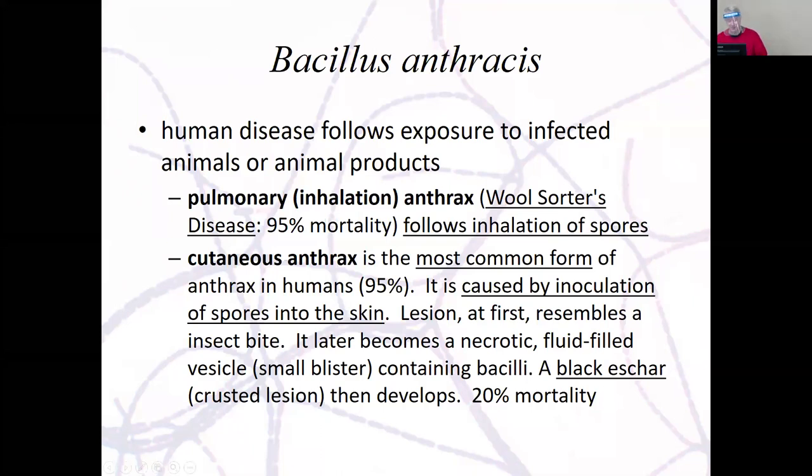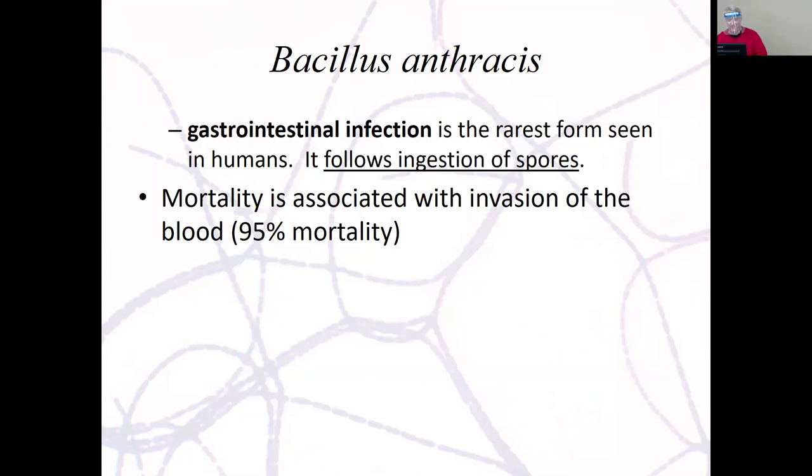First, there's a lesion, resembles an insect bite. Later becomes necrotic, fluid-filled vesicle containing the gram-positive rod. A black eschar or scab comes up, and it's 20% mortality. So probably not the best that I was sitting on top of a cow chute with a needle in my hand and putting needles in cows' necks for vaccination. GI tract infections, the rarest form seen, and that's ingestion of those spores. Mortality is associated with invasion of the blood. If you get it in the bloodstream, it's 95% mortality rate.